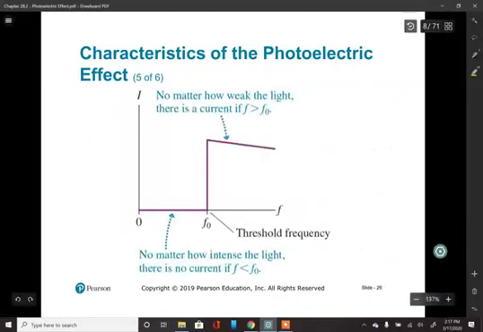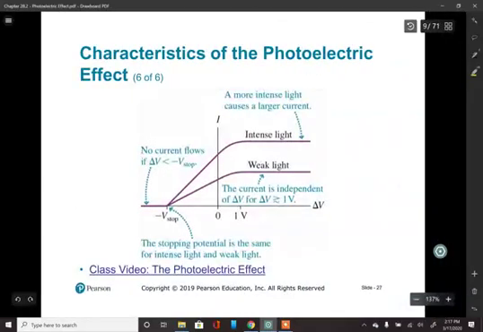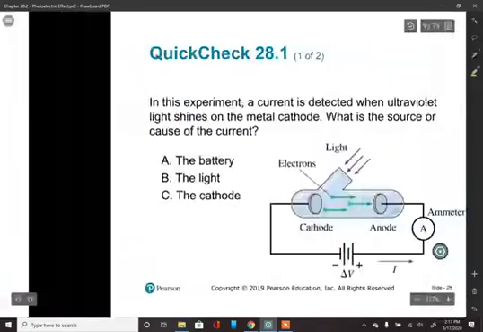So these are just some graphs. I'm going to go kind of fast through some of this. You can look at the slides on your own. This is a graph that represents the exact same information that was just described, right? The frequency effect and then the battery voltage effect.